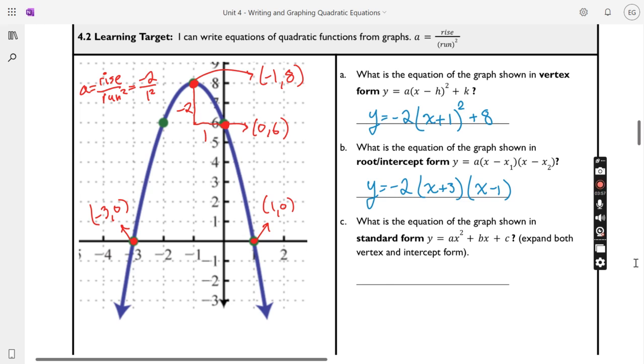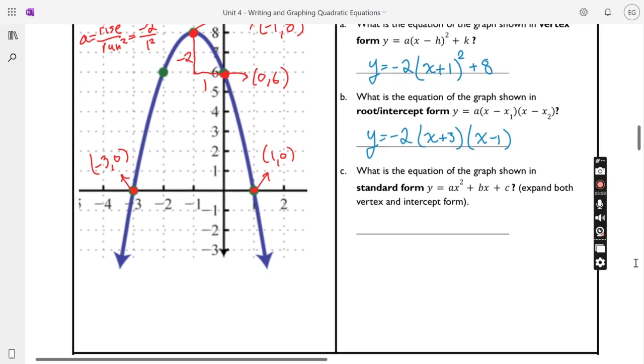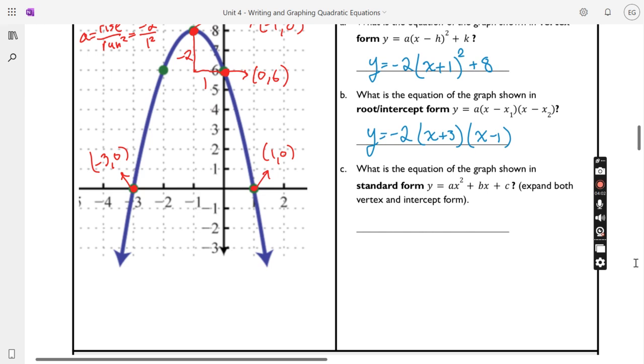Okay, here it's going to be important to be able to go between forms and find the same value for the standard form, the same equation. So if we get part A right here, we know that we got -2 times x plus 1 squared, which is just like x plus 1 times x plus 1. We got plus 8. You're going to get all of this, and you're going to FOIL those two binomials. And you got -2, x squared plus x plus another x, and then plus 1 times 1 is 1, plus 8.